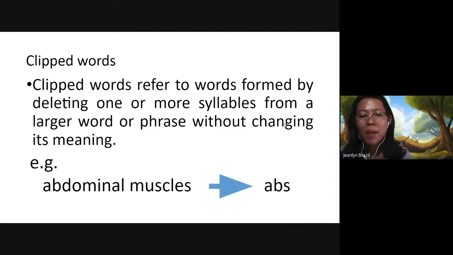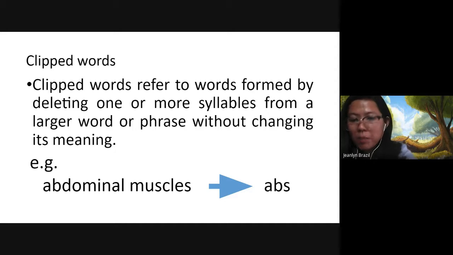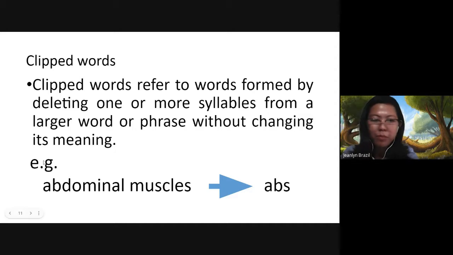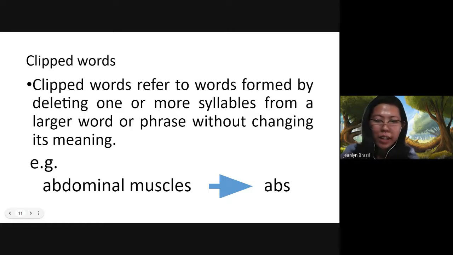Okay, so an example for this is abdominal muscles. So, pag pinaliit mo, ano bang tinanggal natin dito sa abdominal muscles? Sige nga, tingnan ko nga kung gaano kayo ka-observant. Ano ang tinanggal natin? You can raise your hand. So, from abdominal muscles, naging abs na lang. Sige, Kien. What do we remove here? Kien? Are you raising your hand?